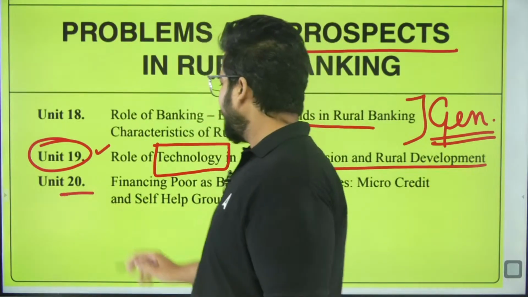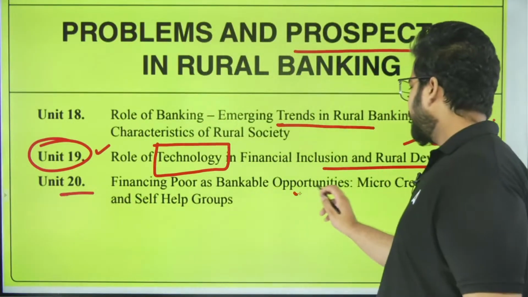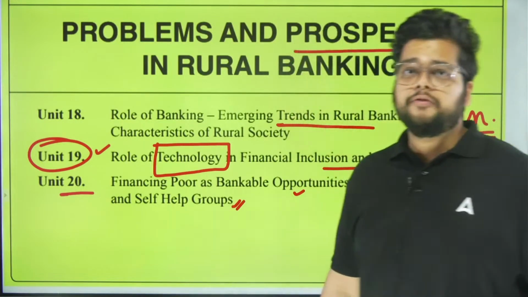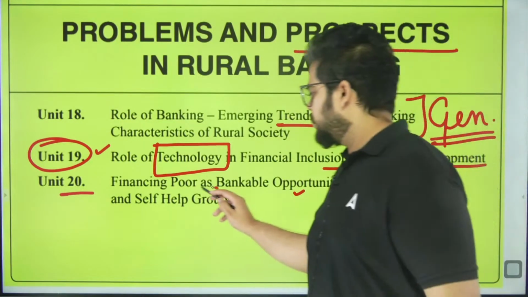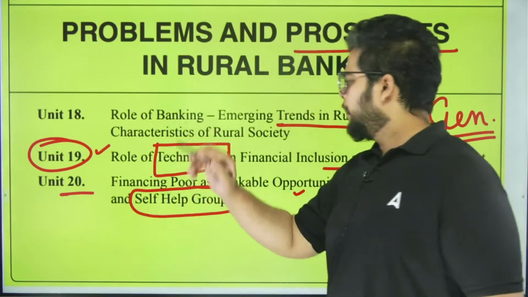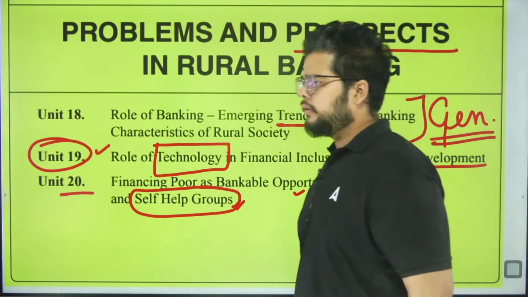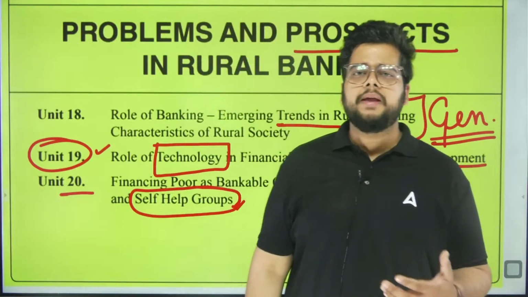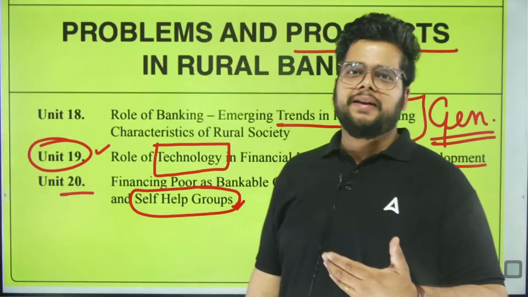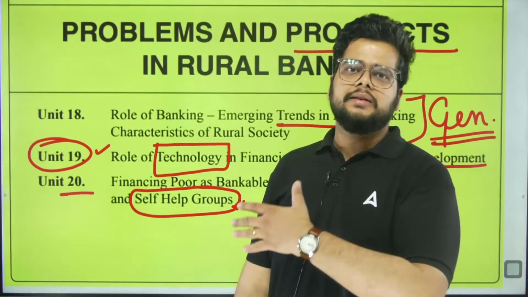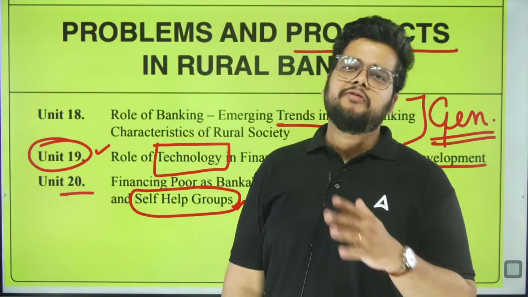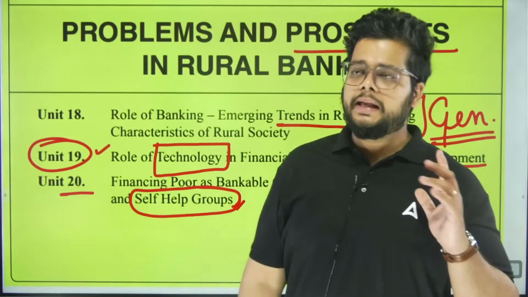Unit 20, financing the poor as bankable opportunities, microcredit and self-help groups. Another very important key focus area is your self-help group. Why SHG is important for rural India, why it is important for the Indian economy, and how banks are providing finance to the SHGs. All these things will be covered here, and all of them are very important. They form the key focus area in your module D.